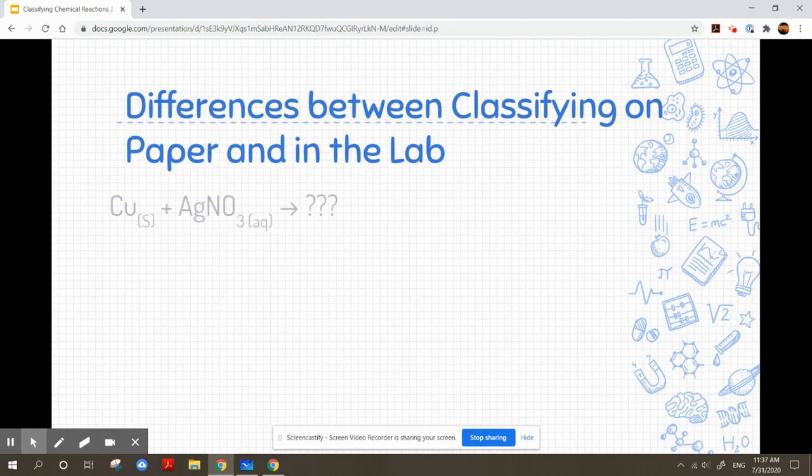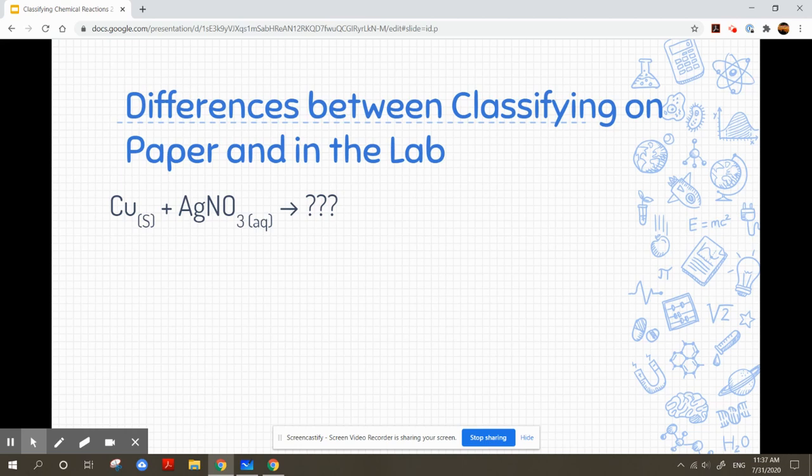Now, one thing I want to talk about before we get into this video, just to avoid some misconceptions, is the difference between classifying reactions on paper and in the lab. Because on paper, I'm going to be describing certain things that we're going to be looking for in the chemical equation. When I talk about elements switching partners in double displacement reactions and items like that, those are tools that we're going to be using to help identify these reactions on paper.